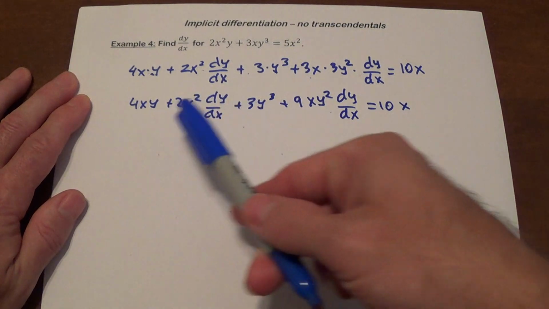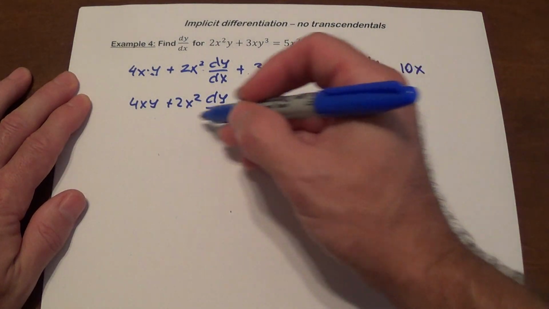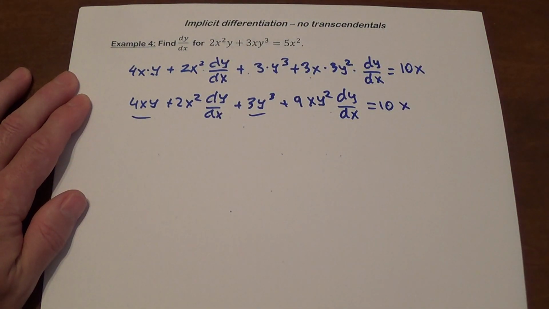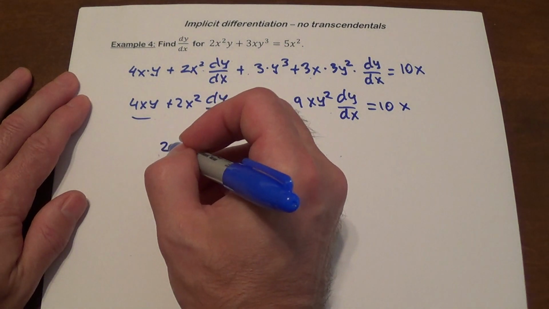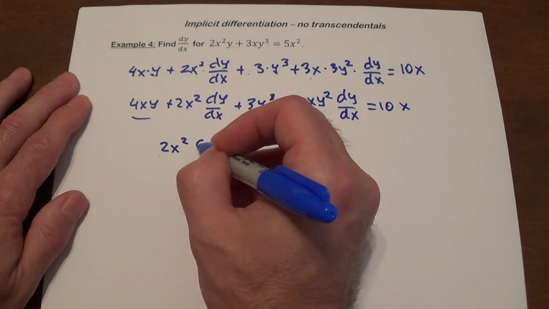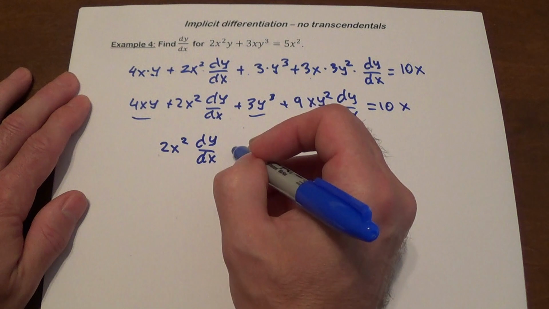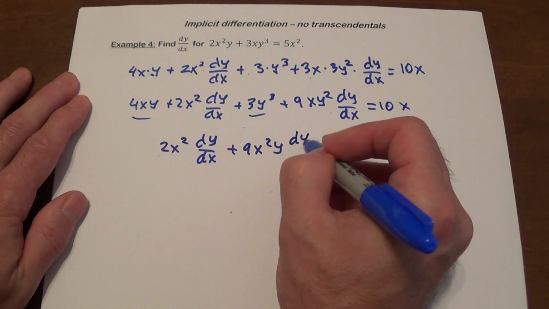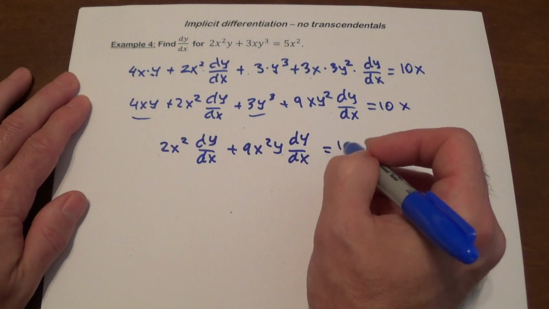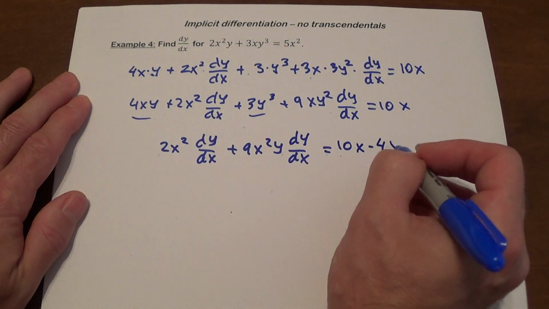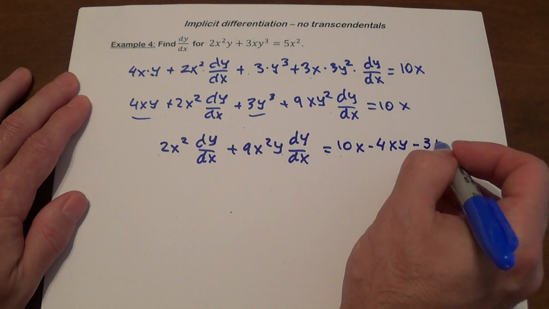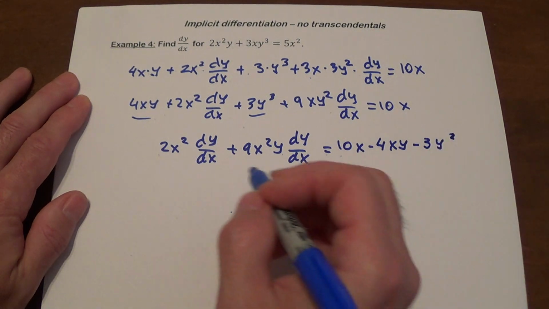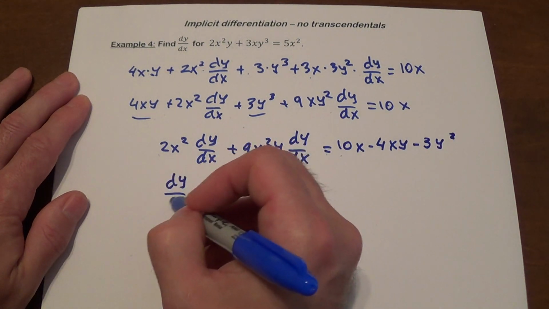So these two terms do not contain dy over dx. We're going to move them to the other side, subtract them. So we're going to have 2x squared dy over dx plus 9x squared y dy over dx equals 10x minus 4xy minus 3y squared. Factor out dy over dx.